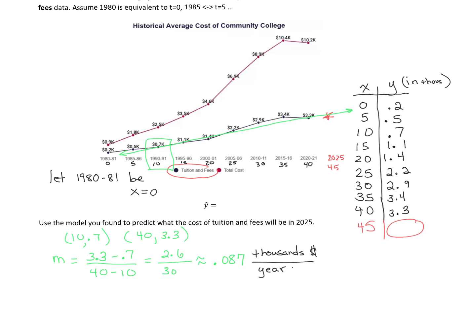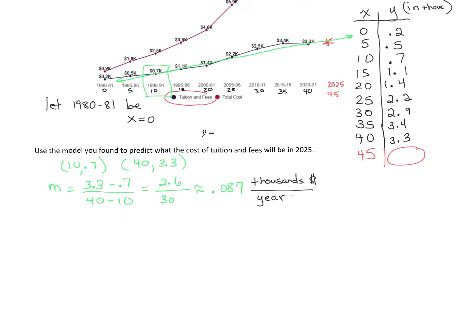We have to pick a point that is on the line. I'm going to go ahead and use the 0.7 and the 10. It really doesn't matter which of these two ordered points I use. So if I use this as my x1, y1, and I plug it into y minus y1 equals my slope times x minus x1, I will get y minus 0.7 equals 0.087 times x minus 10.